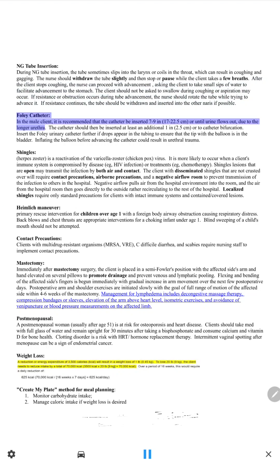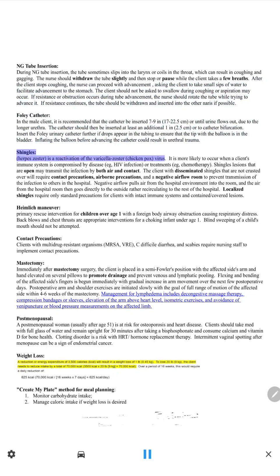Foley catheter. In the male client, it is recommended that the catheter be inserted 7 to 9 in, 17 to 22.5 centimeters, or until urine flows out, due to the longer urethra. The catheter should then be inserted at least an additional 1 in, 2.5 centimeters, or to catheter bifurcation. Insert the Foley urinary catheter further if drops appear in the tubing to ensure that the tip with the balloon is in the bladder. Inflating the balloon before advancing the catheter could result in urethral trauma.